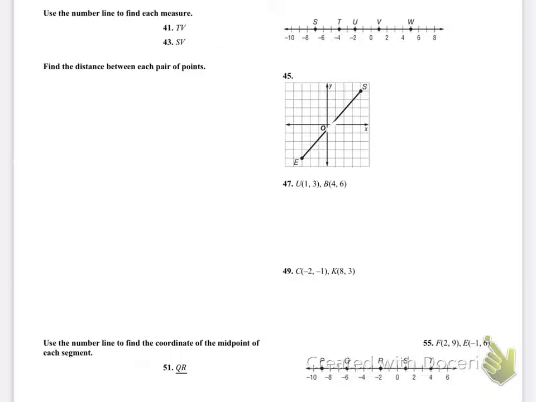All right, use the number line. So T to V. Got to find out how long this is. So it starts at -4. Each one of these hash marks is 1. So this would be 1, 2, 3, 4, 5. So this would be 5 here.